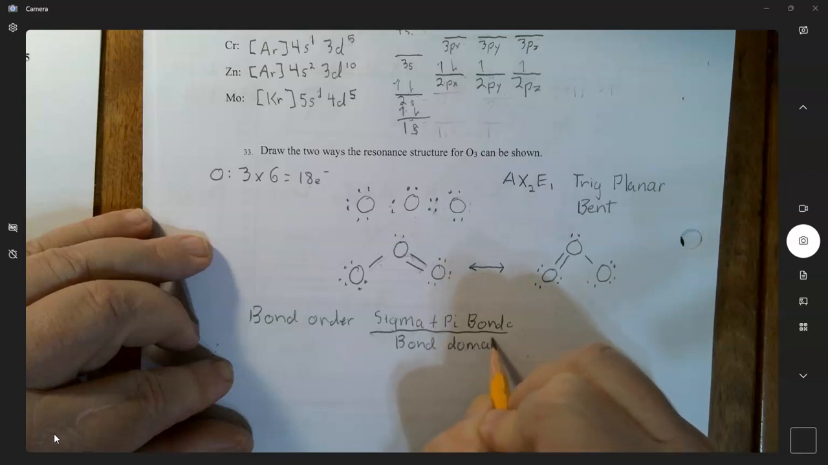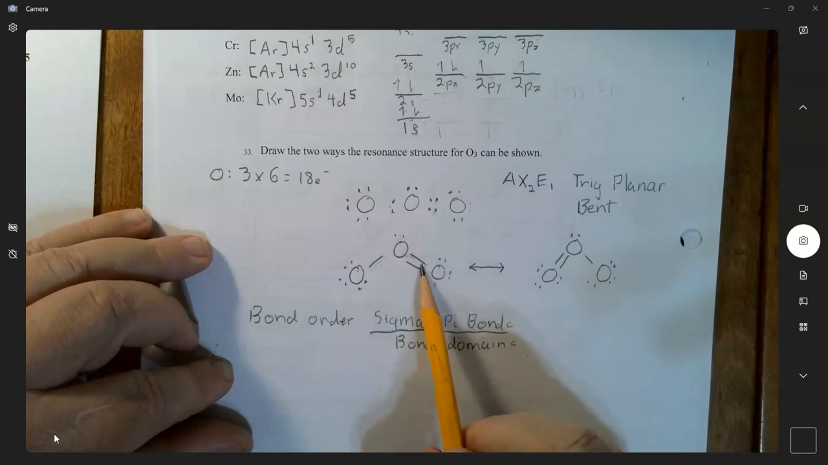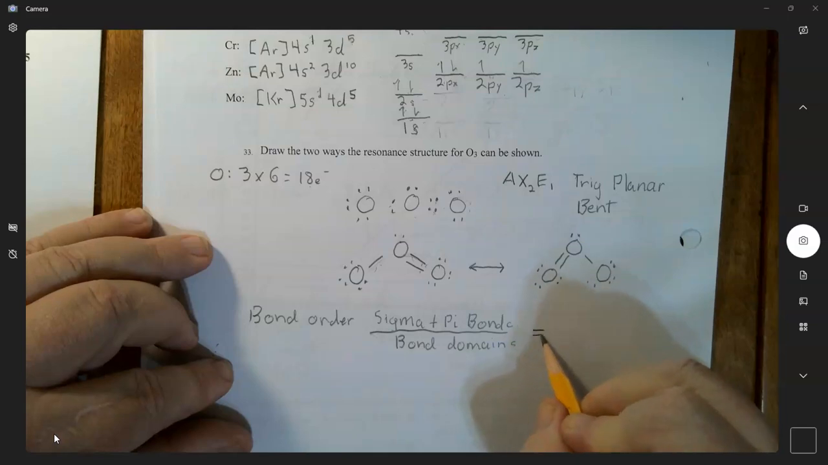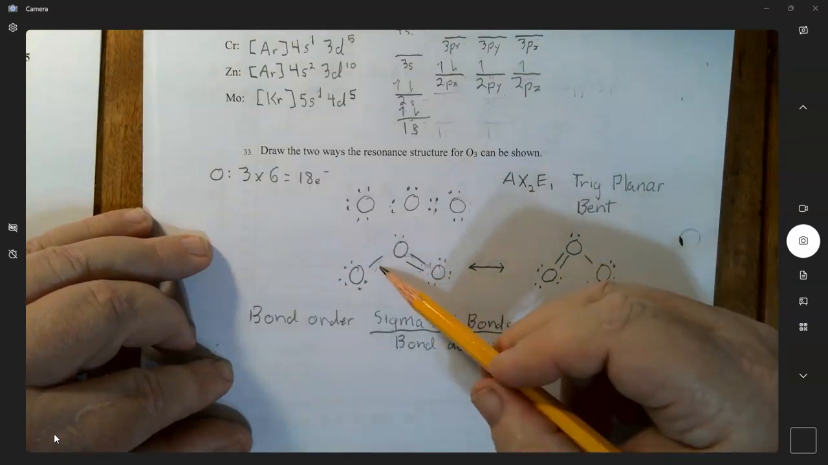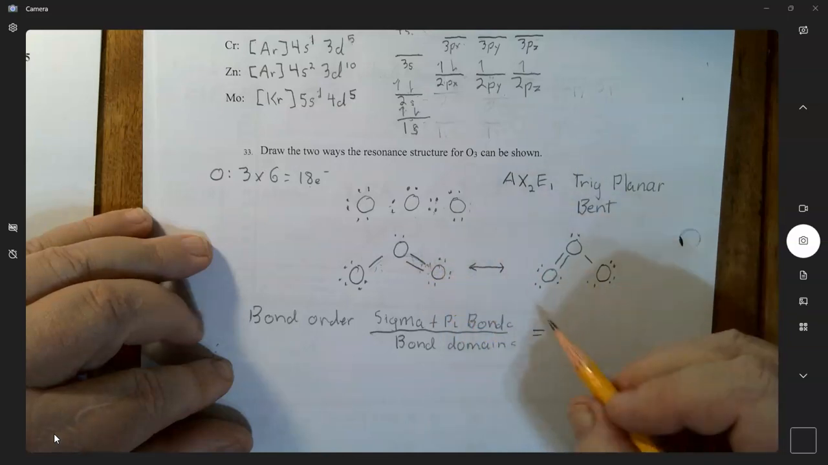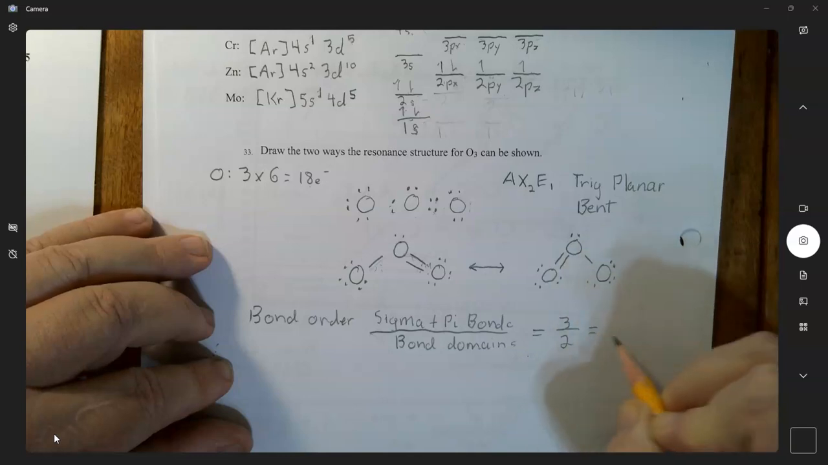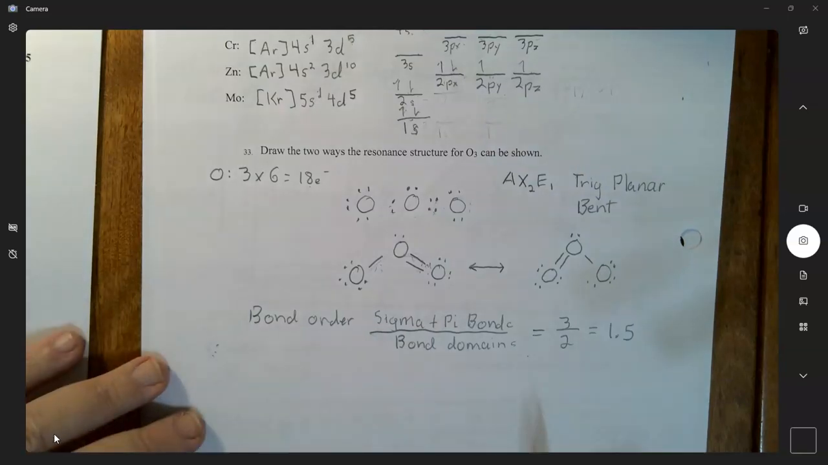A bonding domain is a place where there's either a single, double, or triple bond. So here you have a double, that's one bonding domain. Here you have a single, that's one bonding domain. So there's one sigma and a pi and another sigma. Sigma, sigma, pi, that's 3. And there's 2 bonding domains, so it equals 1.5. That's the bond order. And we'll practice those some more. I didn't give you other problems in this packet for this, but we'll practice it.